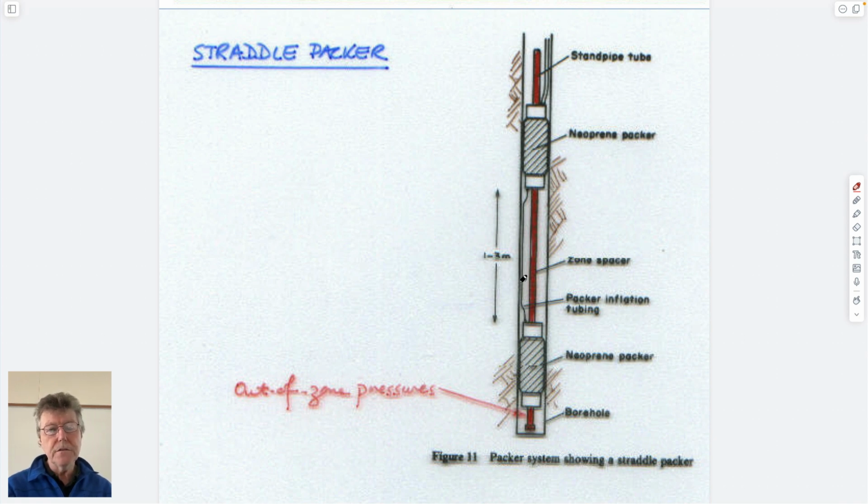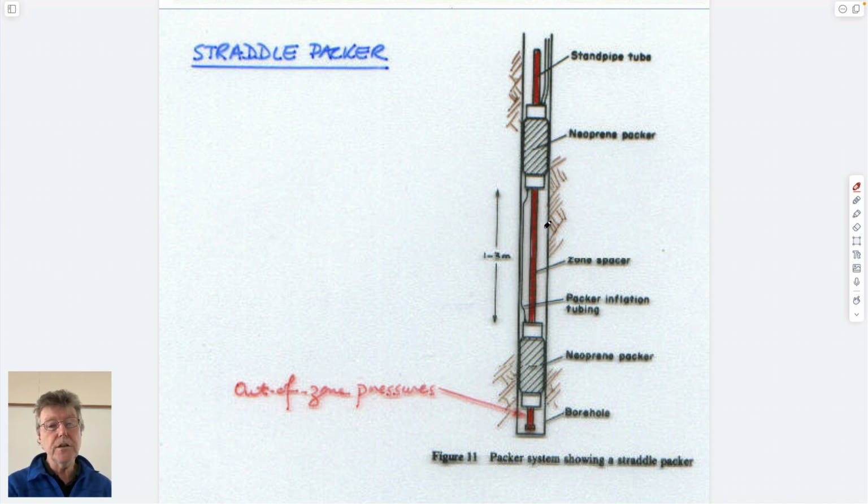And then up to the surface, it's connected via these pipes to a nitrogen cylinder, or an air cylinder for that matter. Air is 80% nitrogen. And so you apply a pressure to inflate this packer. It inflates against the side of the borehole. The upper packer inflates against the side of the borehole. So you have a zone here that's sealed.